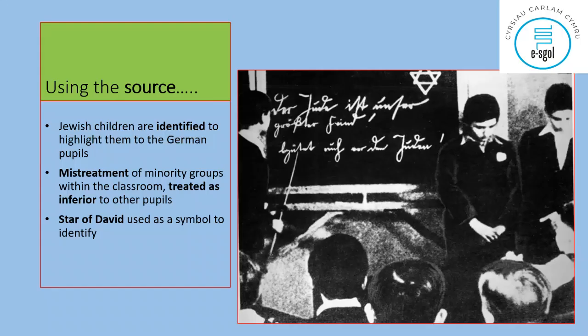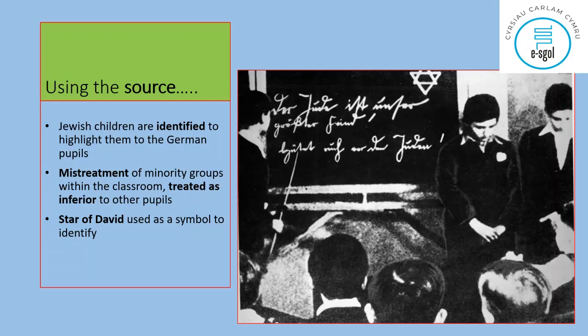So from that alone, I concluded a few things from the source. Identified to highlight, it shows the mistreatment of minority groups, seen as inferior to other pupils, and of course the symbol to identify them as what they are. According to many German people, they are Jews. In the harsh language of the Nazi party, they're identified and they're seen as Jews and nothing else in this case. So that was a bit of a window in terms of what we saw from the content. So we used the annotation and we used the source content to describe what we see about education.